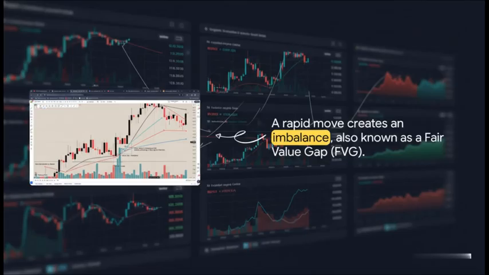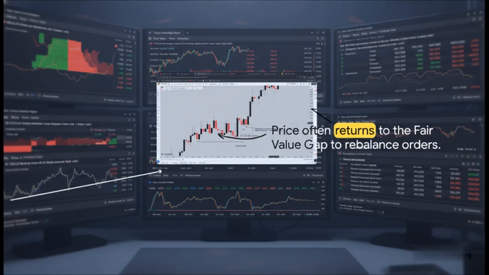Because this reversal happens so aggressively, it often leaves behind what we call inefficient price delivery. On a chart, this is visible as an imbalance, or a fair value gap. This gap literally represents a void in the market where one side of the order book was completely overwhelmed. Now, these imbalance zones often act like a magnet for price. The market has a tendency to revisit these areas to rebalance and mitigate orders before it continues on its main trajectory. For informed participants, this behavior can sometimes offer secondary points of entry.